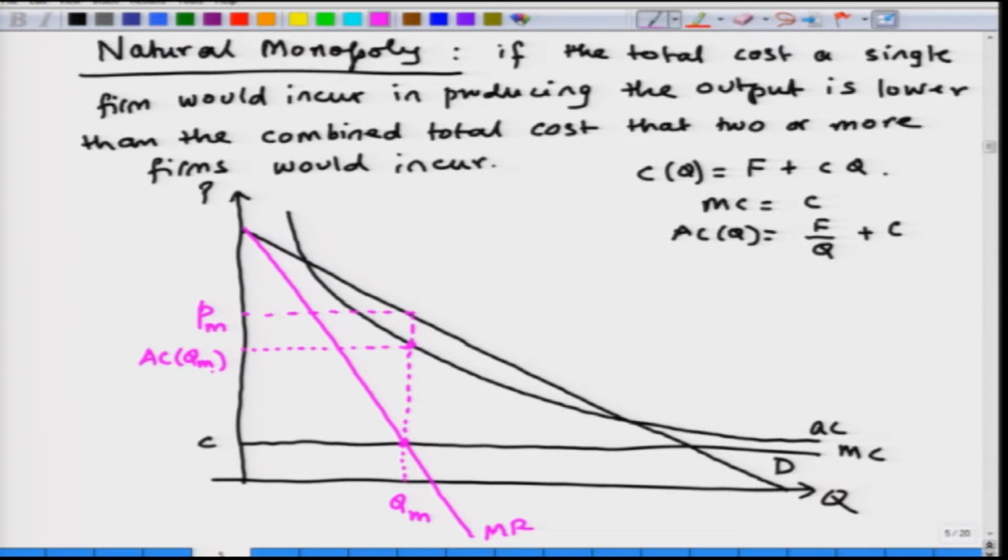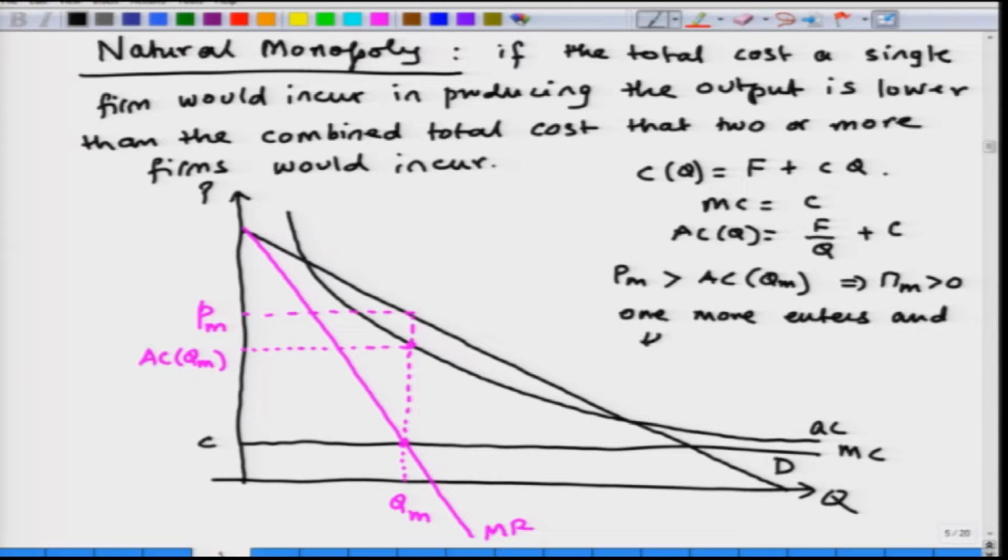Now, because PM is greater than the average cost of producing those QM units, it essentially implies that the profit of the monopolist is strictly greater than 0. Because the profit is positive, let us say a new firm wants to enter the industry. So, a second firm enters and the two firms for some reason decide to split the output.